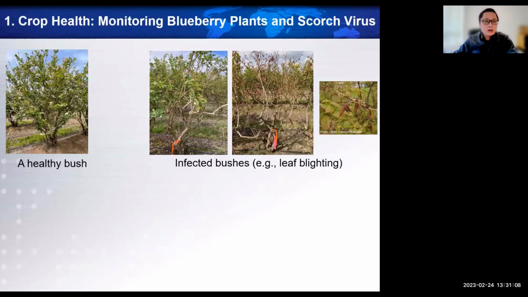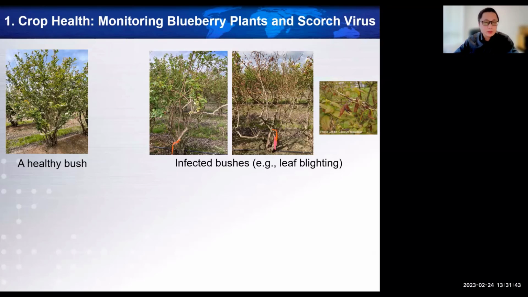So first, the crop health: monitoring blueberry plants and Scotch virus. This is one project I collaborated on with the BC Blueberry Council and the Ministry of Ag. The concern in the blueberry industry is the Scotch virus. This virus was first found in BC in 2000, and after a couple of years, it has now spread to the entire province. As you can see in these photos, the one on the left is a healthy bush. The photos on the right are infected bushes.